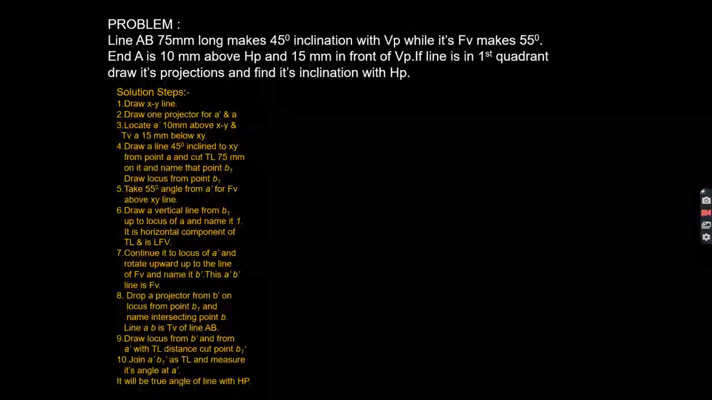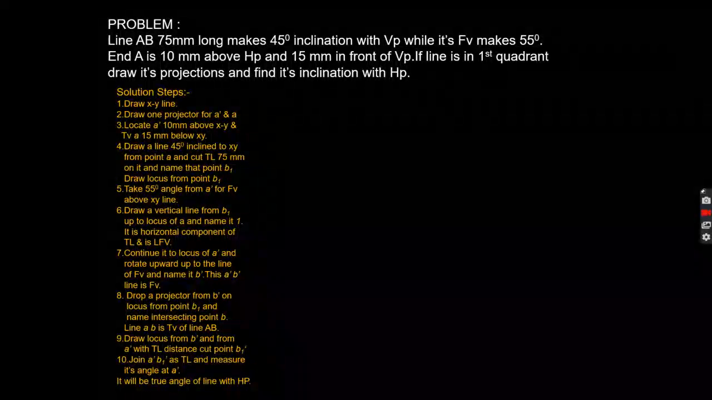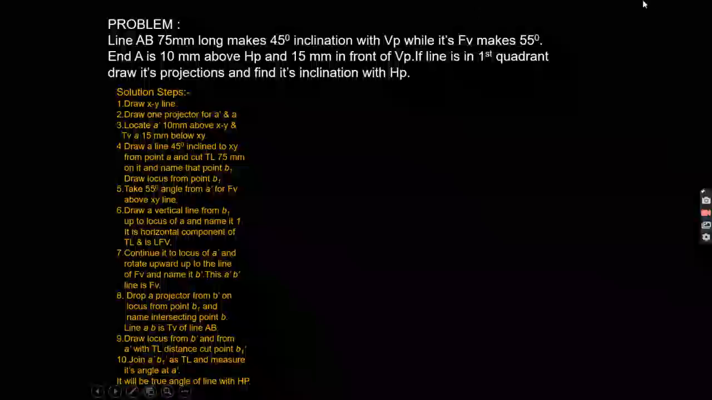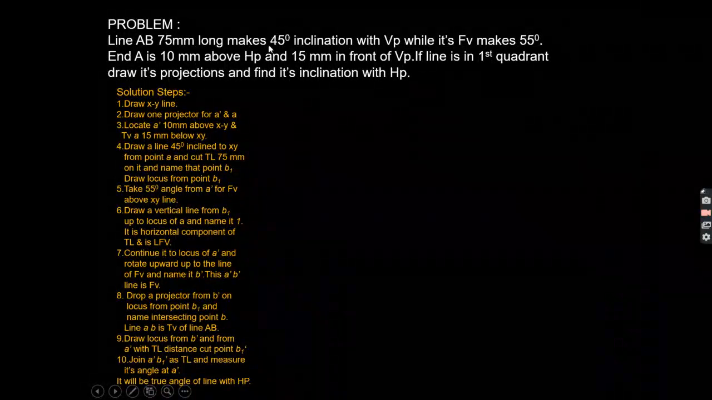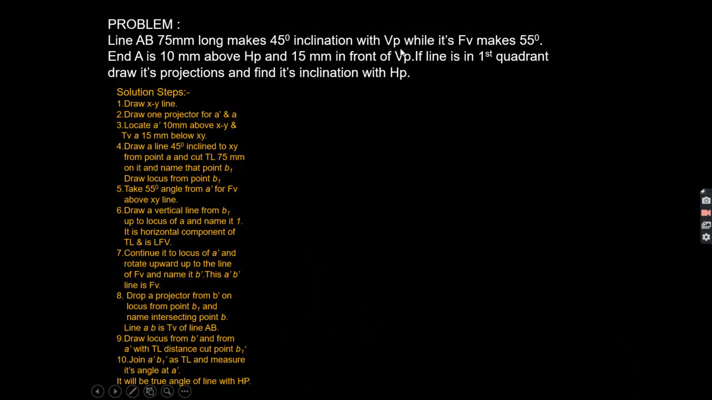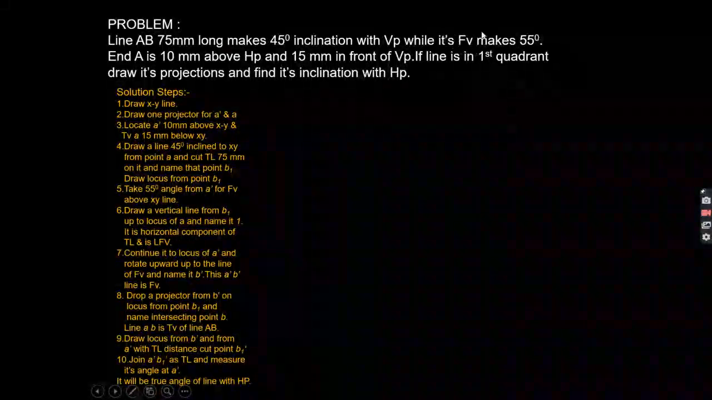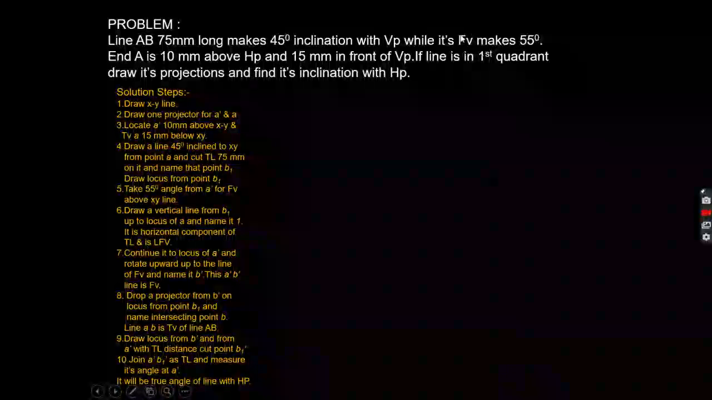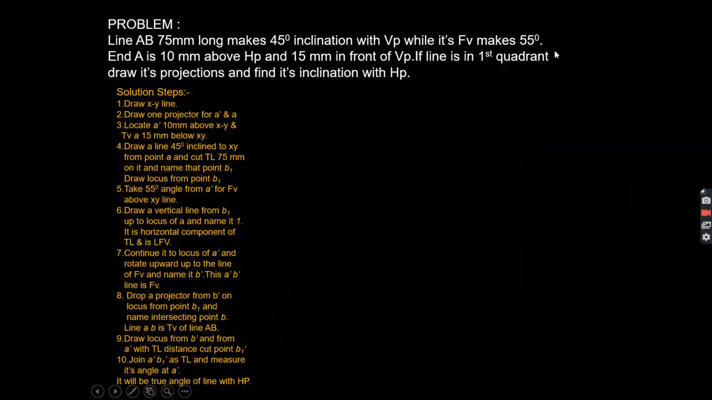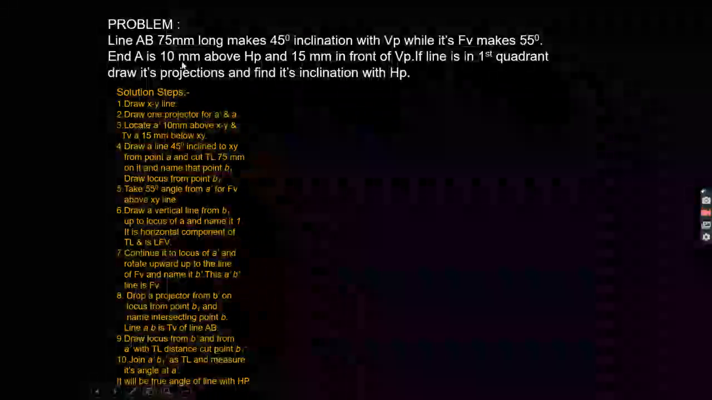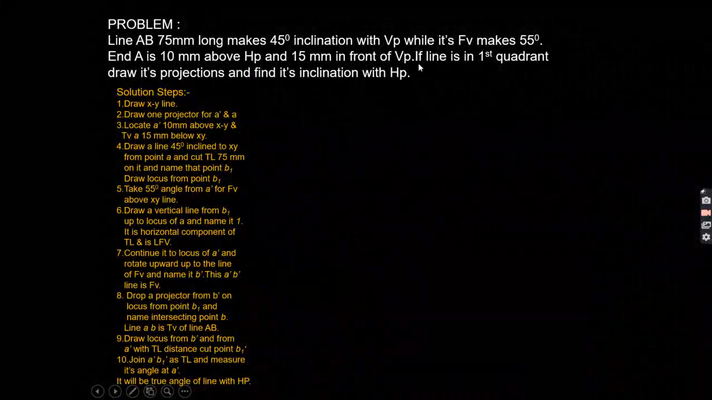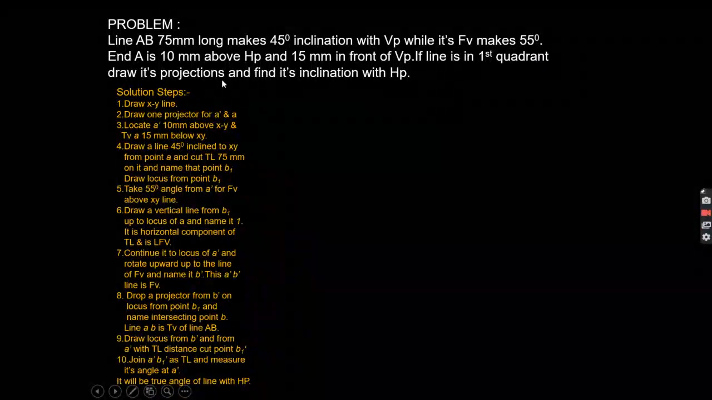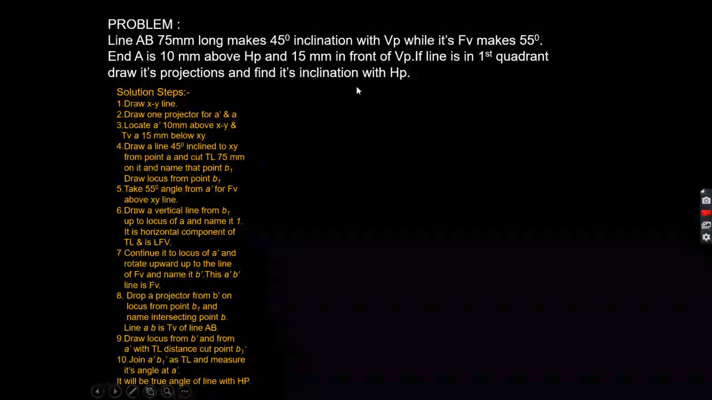This is another problem. The line AB is 75 mm long, making a 45-degree inclination with the VP while its front view is given. The true inclination of the line from the VP is 45 degrees, and the inclination of the front view of the line is given. The end A is 10 mm above the HP and 50 mm in front of the VP, so the position of point A is given to you. If the line is in the first quadrant, draw its projection and find its inclination with the HP.